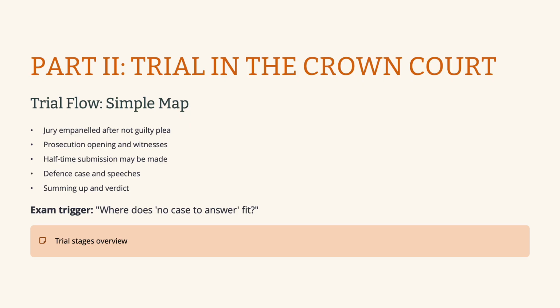After the prosecution case closes, the defense may take a half-time submission, arguing there is no case to answer. We shall explore it shortly. If the submission fails or is not made, the defense presents its case. The defendant may testify, defense witnesses give evidence, and the defense makes a closing speech. The judge then sums up, directing the jury on law and reviewing the evidence. The jury retires to deliberate and reaches a verdict.